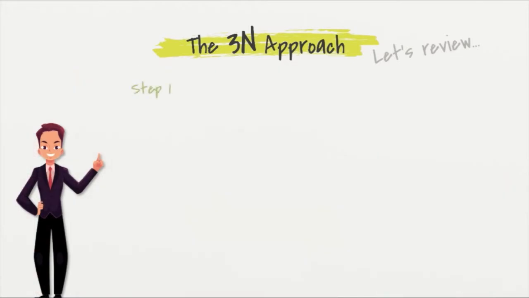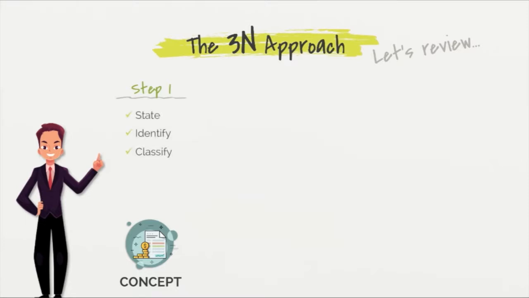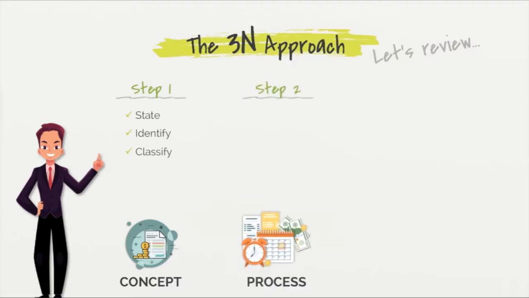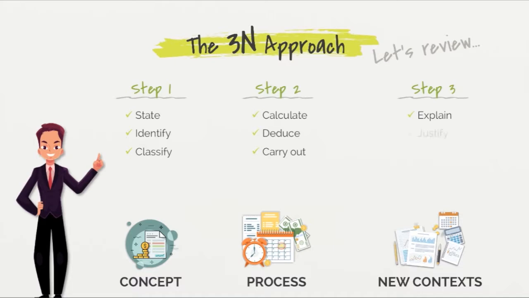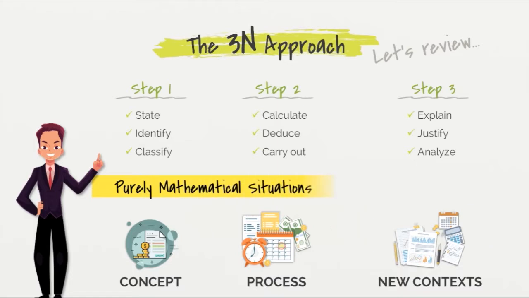To summarize, Step 1. Test the concept by asking questions with action verbs such as state, identify, classify. Step 2. Test the process by requesting tasks with action verbs such as calculate, deduce, carry out. Step 3. Ask questions in context using action verbs such as explain, justify, analyze. For steps 1 and 2, you can use real or purely mathematical situations. For step 3, we strongly recommend that you use authentic contexts.